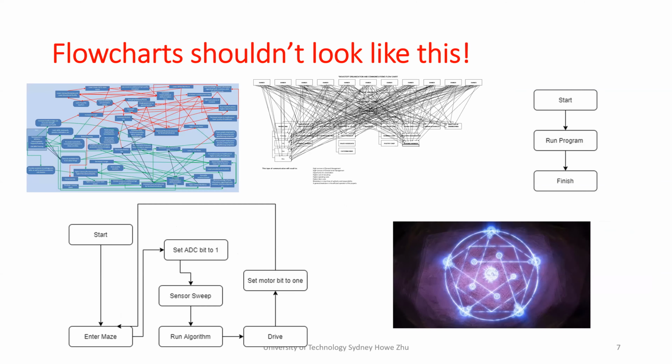Flowcharts, again, people tend to overcomplicate flowcharts and make them massive webs of crazy stuff. Flowcharts shouldn't go in multiple directions. They shouldn't go in 50 directions back and forth. Every flowchart should have a very clear start and end.